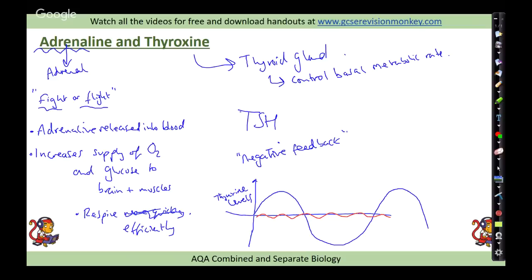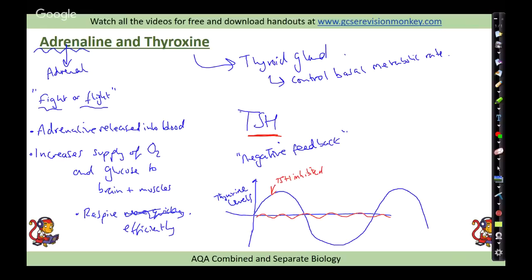So thyroid stimulating hormone, TSH, would stimulate the thyroid to produce more thyroxine. So at this point here, when the thyroxine level is increasing, actually the TSH needs to be inhibited. Okay, so they're not producing as much TSH and the thyroxine levels go down again, but due to negative feedback, it is not allowed to drop completely.